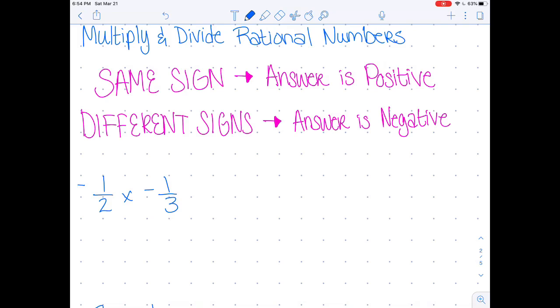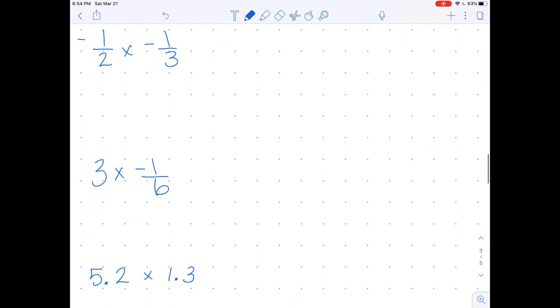All right, we're going to talk about multiplying and dividing rational numbers. Now, in this case, with the signs, if you have the same sign, your answer will always be positive because two negatives make a positive. And if you have different signs, your answer will always be negative. So let's go ahead and start solving some of these.